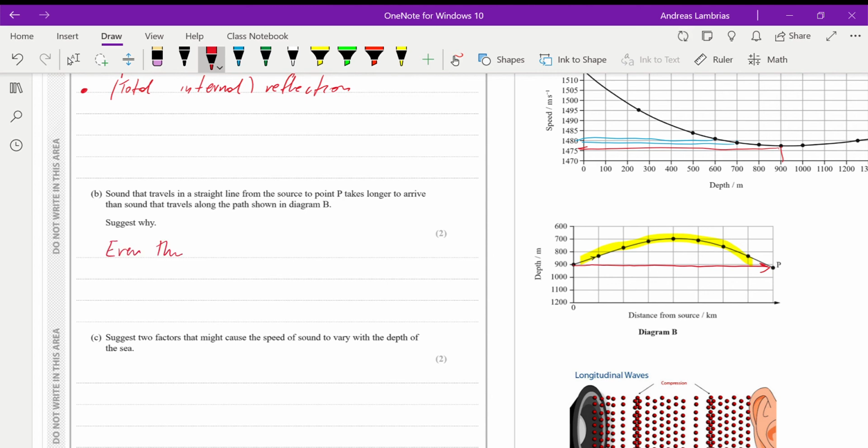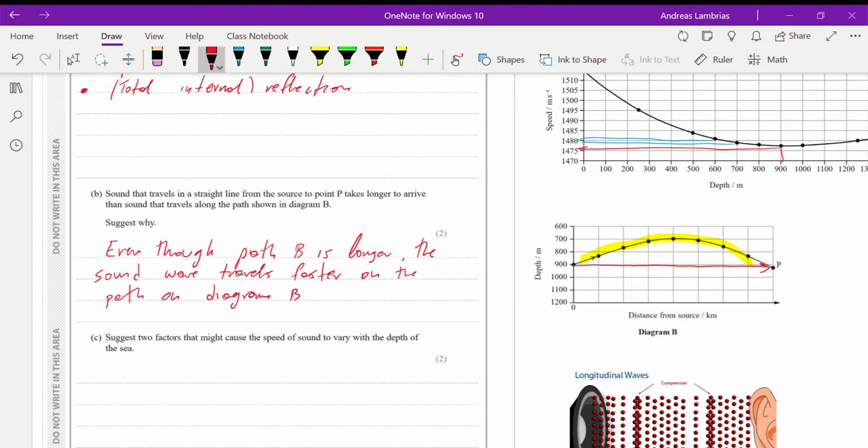So for B, we can say that even though path B is longer, the sound wave travels faster on the path on diagram B. So even though the path B is longer, the sound wave travels faster on that path, so it reaches faster than going straight.